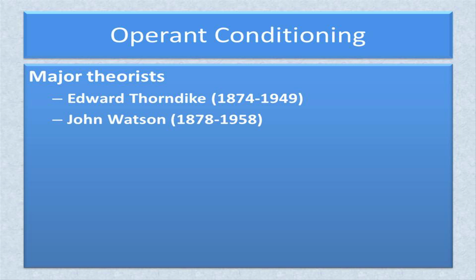This concept was developed further by John Watson, who lived between 1878 and 1958. Watson's famous statement was, "Give me a dozen healthy infants, well-formed, and my own specified world to bring them up in, and I'll guarantee to take anyone at random and train him to become any type of specialist I might select. Doctor, lawyer, artist, merchant chief, and yes, even beggar man and thief, regardless of his talents, penchants, tendencies, abilities, vocations, and race of his ancestors."